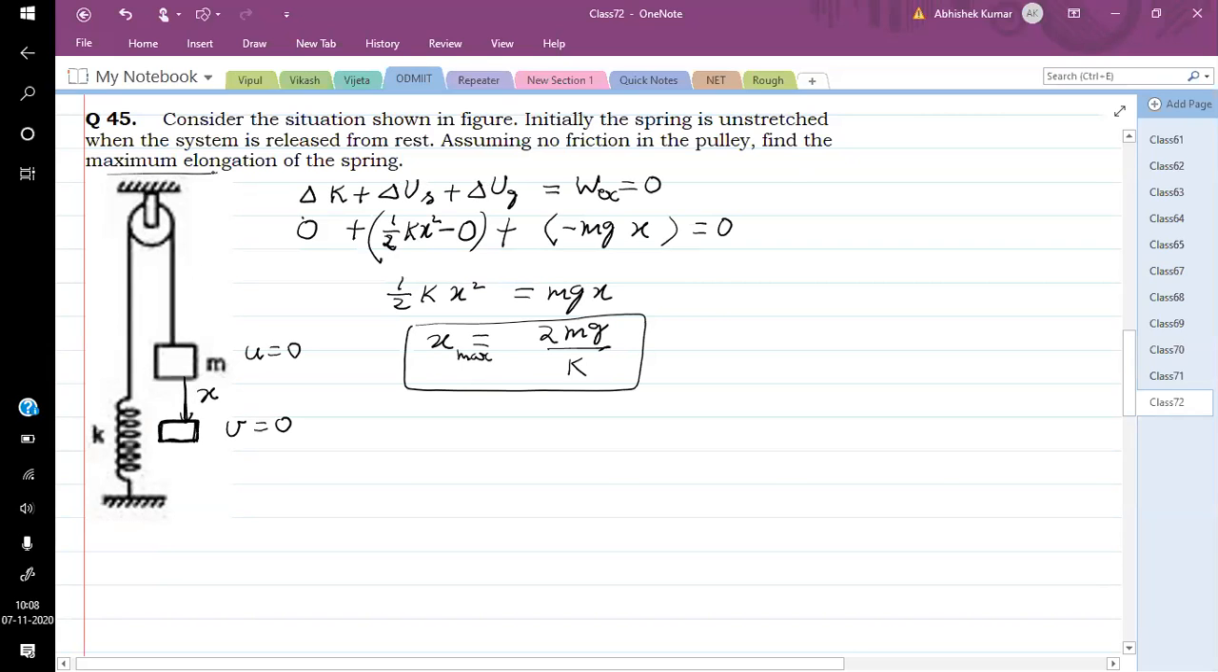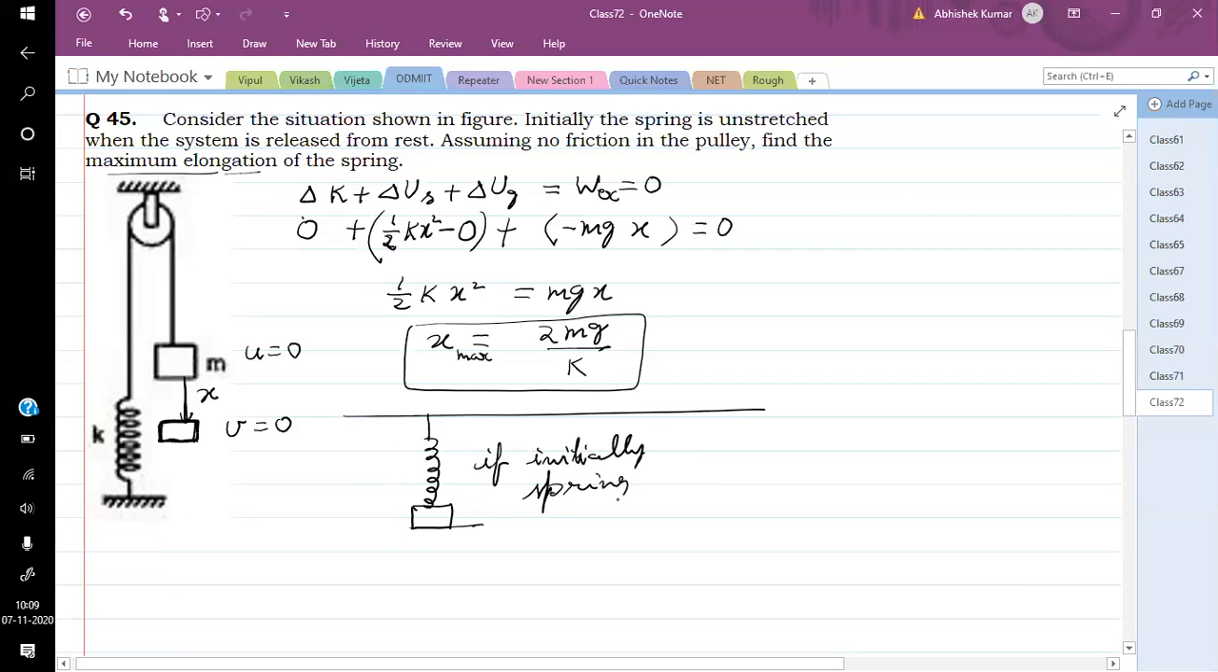So what we have to find? The maximum elongation. Okay, this is the maximum elongation. And whatever question is there in this particular problem, the same question could be like this also. Means we have a spring and we have a mass hanging, and if we release this mass from the relaxed position, if initially spring is relaxed. Okay, this question is over. I am just giving some other related question from this. Okay, so if initially the spring is relaxed, and it is released from this position, so what will happen?